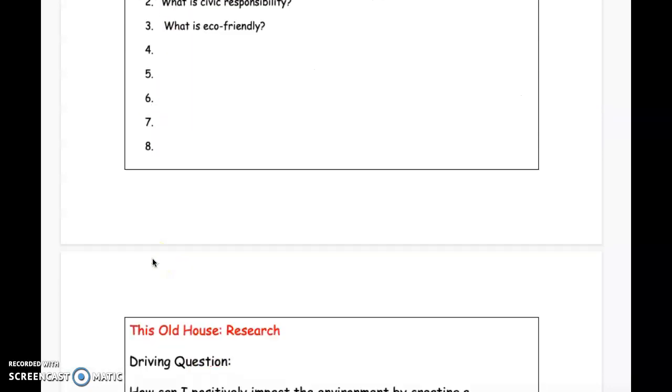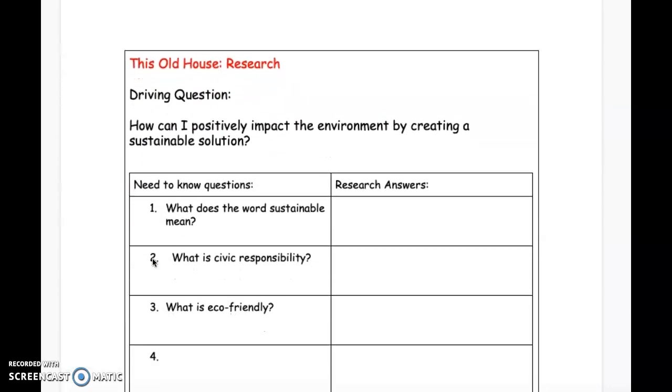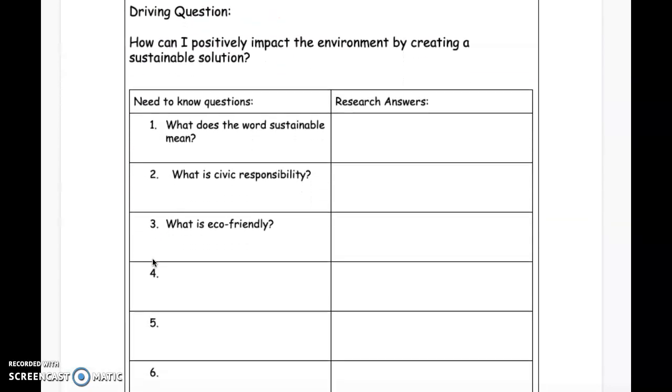The next task for today is to begin your research. Once you come up with your questions from your need to knows, you are going to start researching your questions. So all you need to do now is look up that word sustainable. What does it mean? I want you figuring that out on your own.